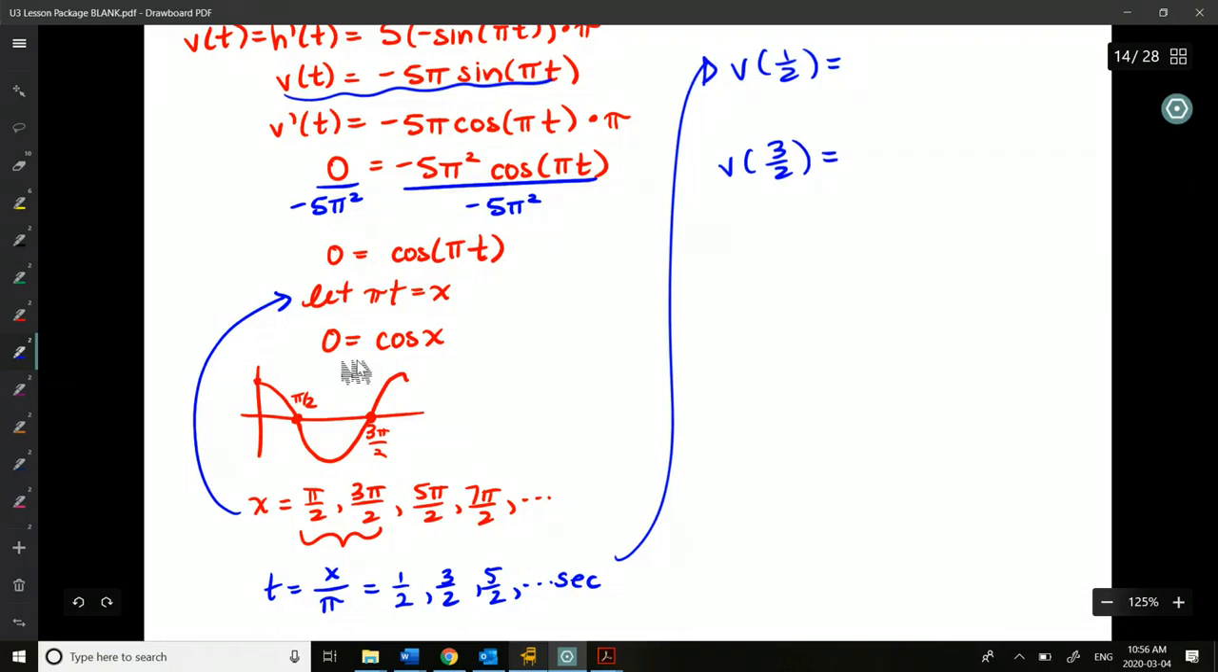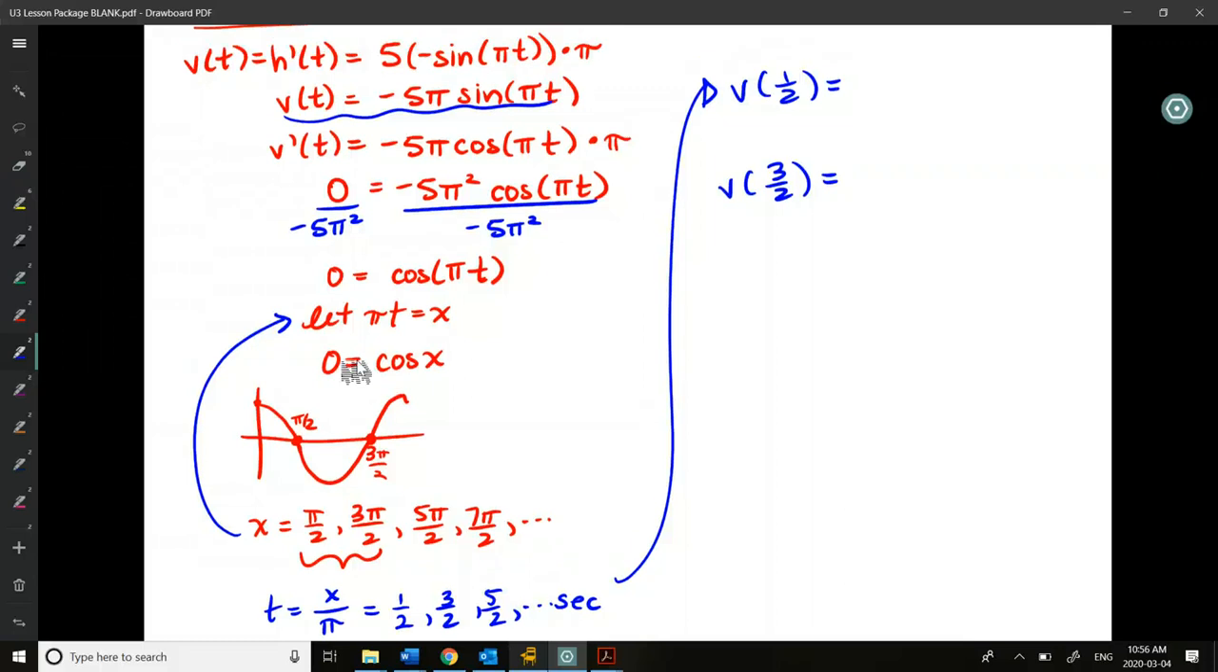And we're really only interested in the first time that this happens. If I were interested in all the times that give me maximums and minimums, I would continue this list. But I'm only interested in the first times this is occurring. So we're just going to evaluate the first two here and see what we get. You're going to apply this formula over here, still pi times 1/2.